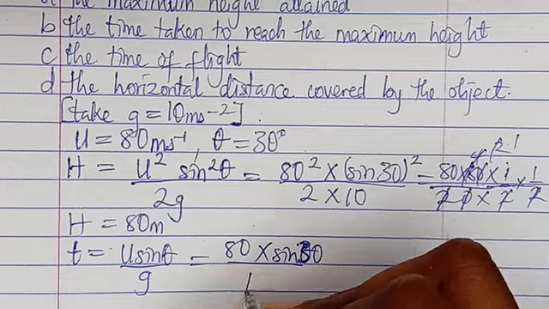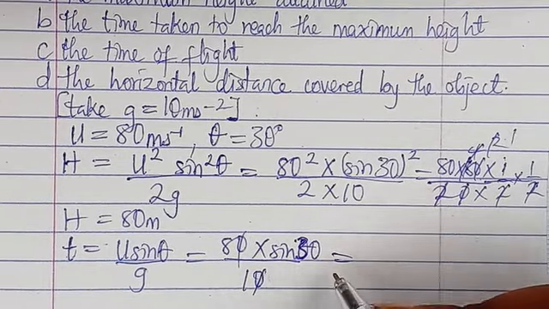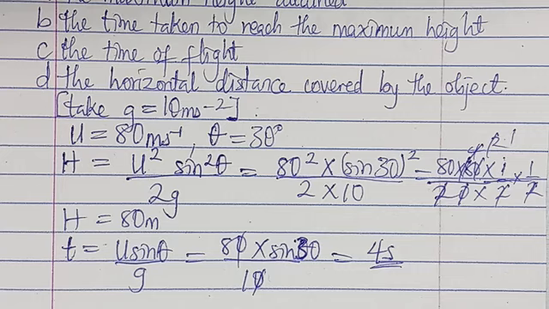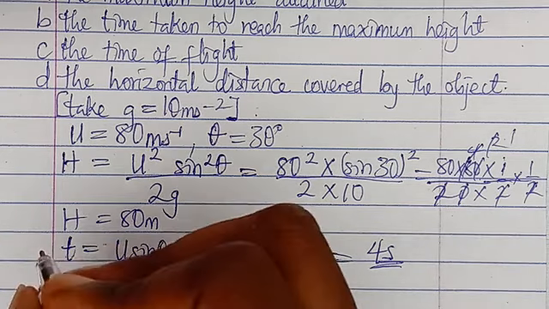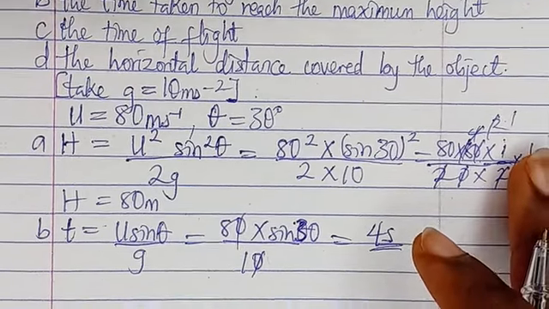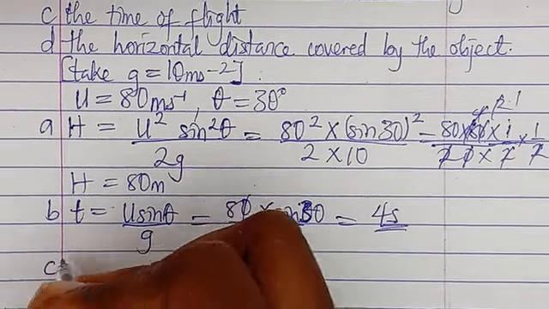We are substituting now, over 10. So this cancels out. Sine 30 is half. So half of 8 is 4, and that is 4 seconds. So this is B, this is A. And then to solve the third one, the time of flight, no need to use this formula again since we've solved this.